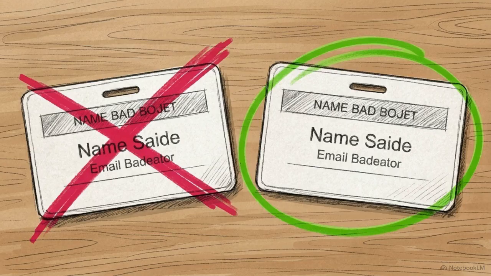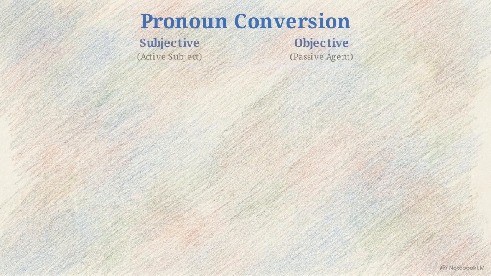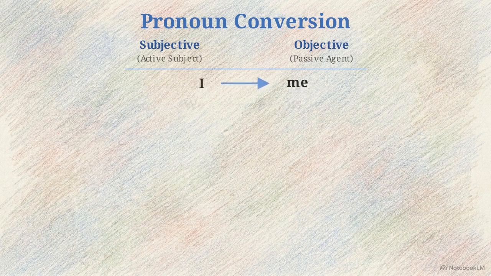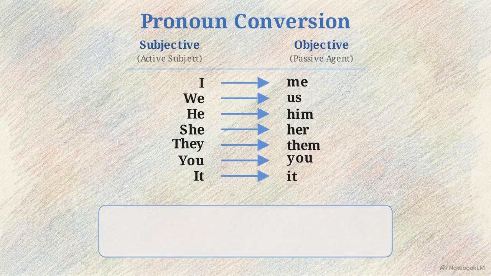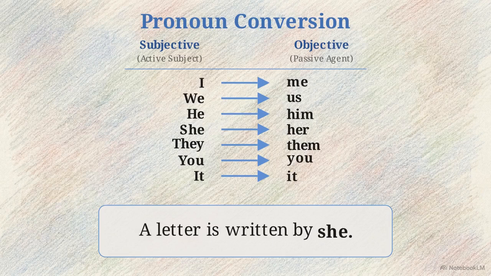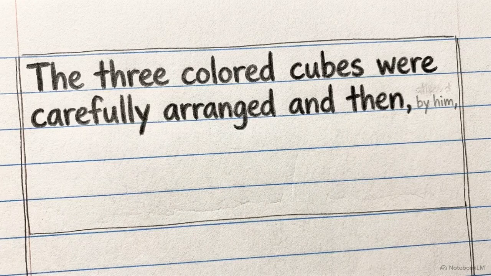If your original subject was a pronoun instead of a proper noun, it cannot simply slide to the end. It has to change its form. This conversion chart shows the mandatory shifts. When moving a pronoun to the end of a passive sentence, subjective pronouns must become objective pronouns. For instance, if the original sentence was she writes a letter, you don't say by she. The pronoun converts, giving us by her. The original doer of the action hasn't disappeared from reality. They have just been demoted to the end of the sentence, completing the passive architecture.